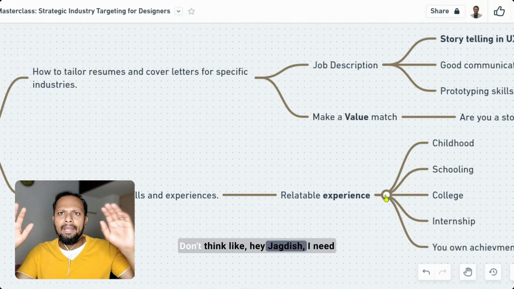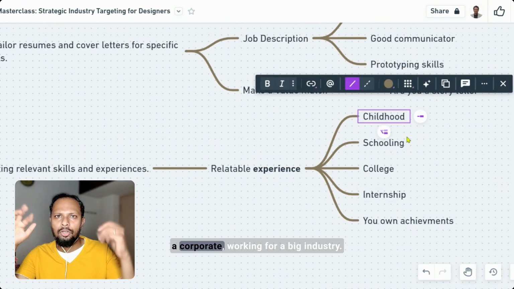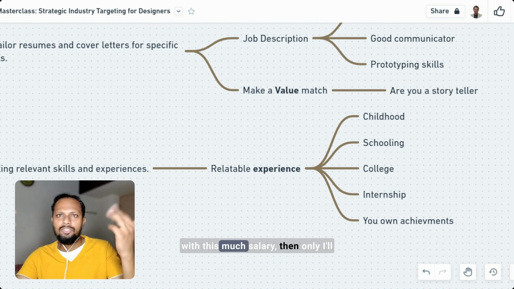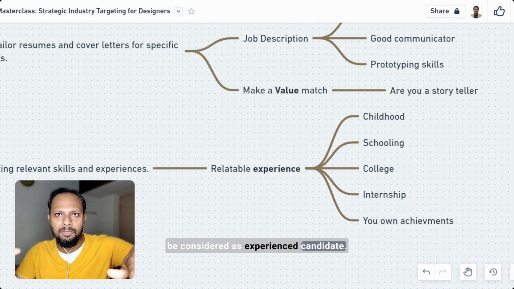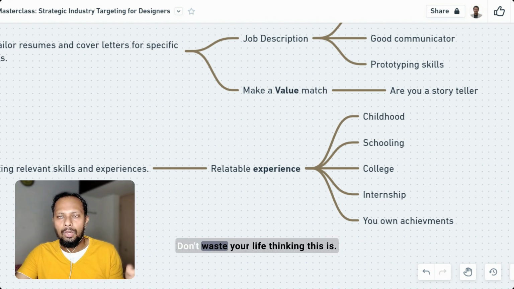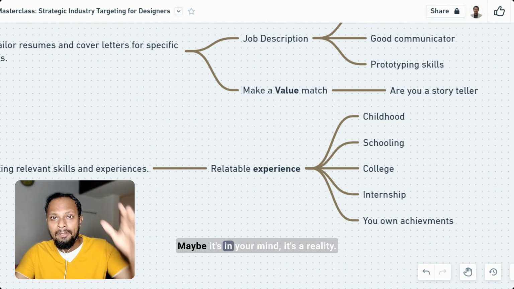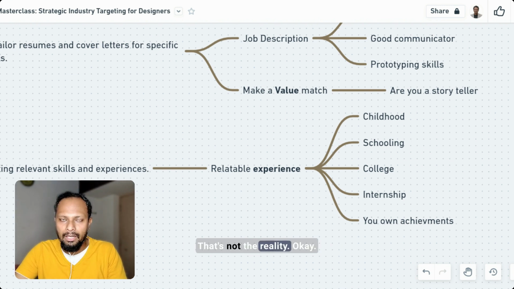Don't think like, hey Jagdish, I need to have 5 years of experience in a corporate, working for a big industry, having design experience of 5 years with this much salary, then only I'll be considered an experienced candidate. No, absolute BS. Don't waste your life thinking this is the reality. Maybe it's in your mind, it's a reality. That's not the reality, okay?